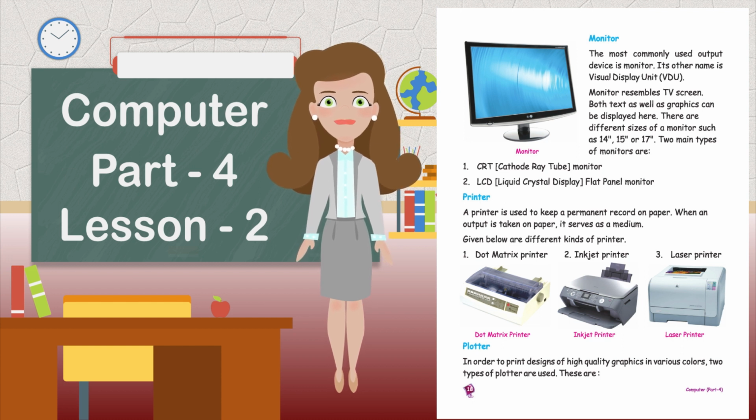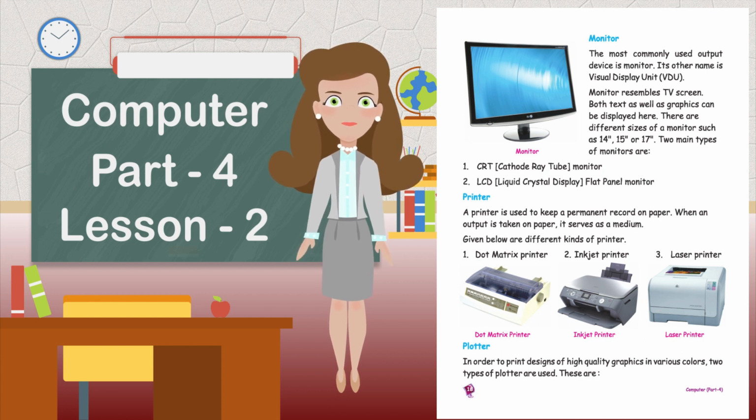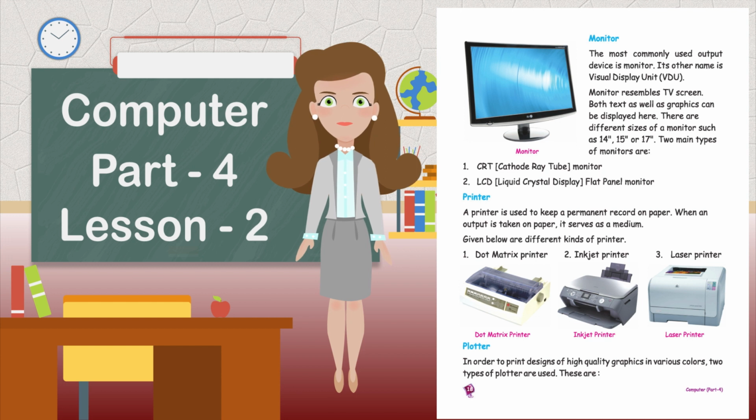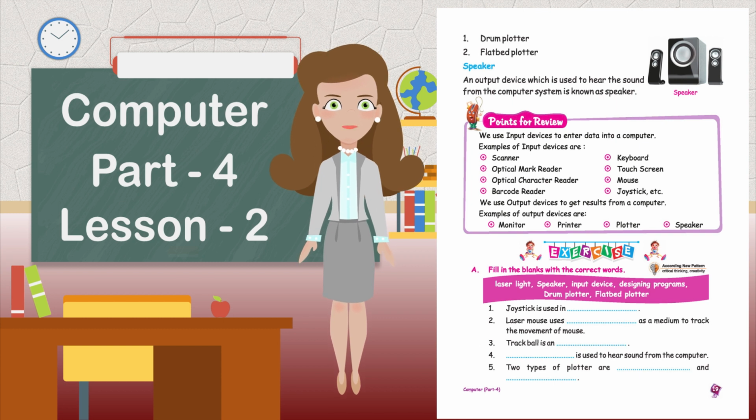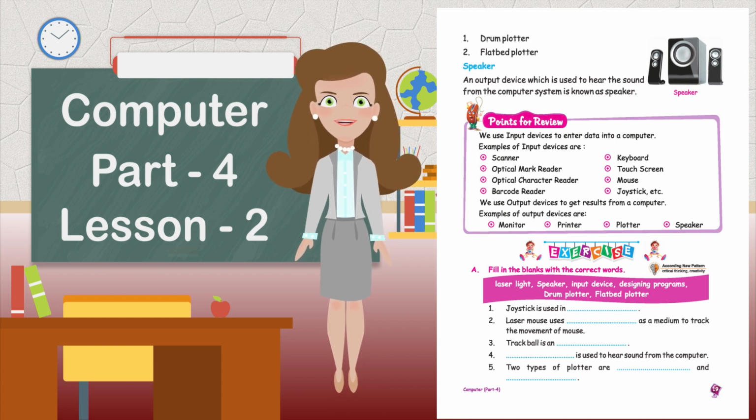Plotter. In order to print designs of high quality graphics in various colors, two types of plotter are used. These are: number 1, drum plotter. Number 2, flat bed plotter. Speaker: an output device which is used to hear the sound from the computer system is known as speaker.